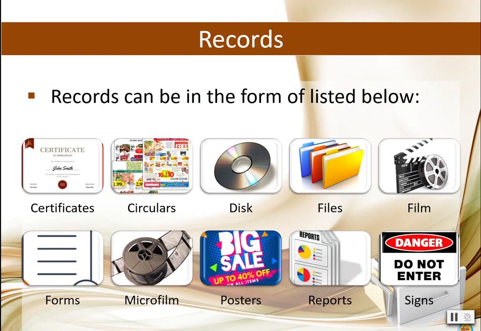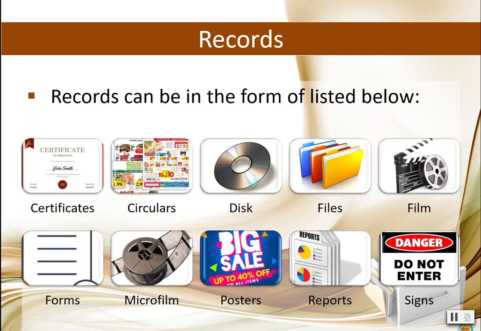Next, these are the forms of records. Records can be in the form of a certificate, for example your birth certificate or your SPM, and this one is individual. In an organization, for example, you go for a workshop in that organization, you pass, and you get the certificate.